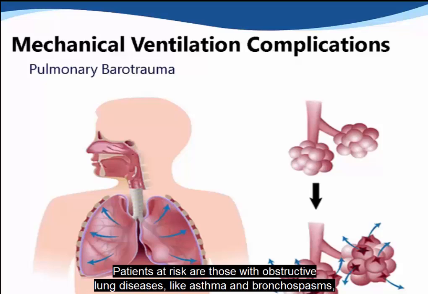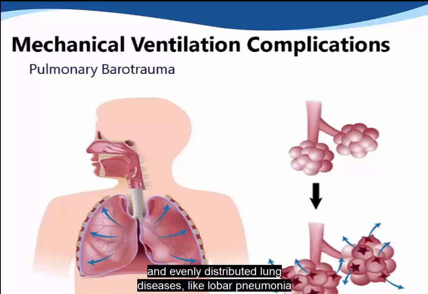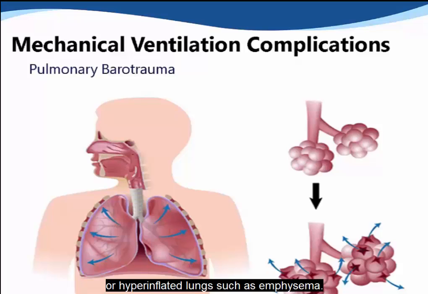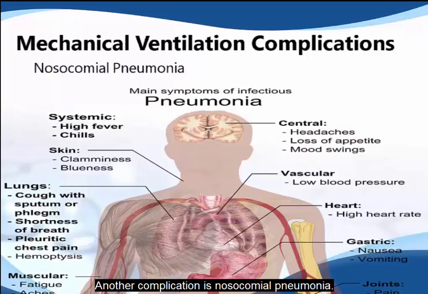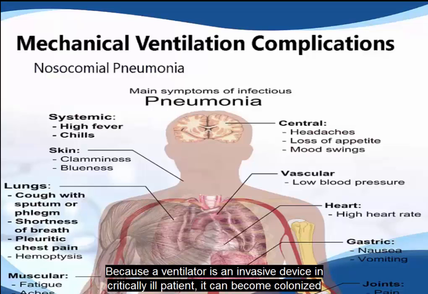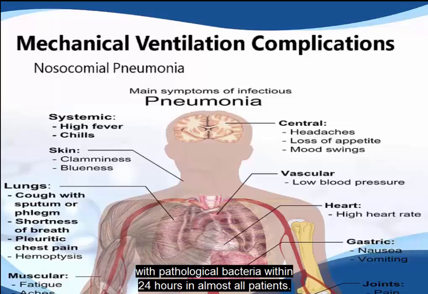Patients at risk are those with obstructive lung diseases like asthma and bronchospasms, unevenly distributed lung diseases like lobar pneumonia, or hyperinflated lungs such as emphysema. Another complication is nosocomial pneumonia. Because the ventilator is an invasive device in a critically ill patient, it can become colonized with pathological bacteria within 24 hours in almost all patients. 20 to 60% of these will develop nosocomial pneumonia.